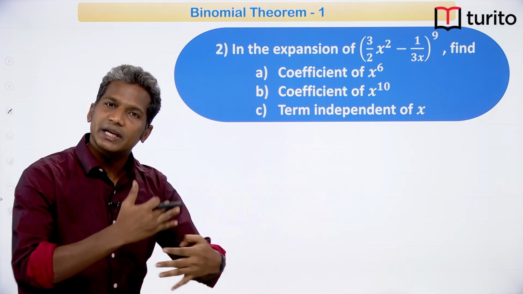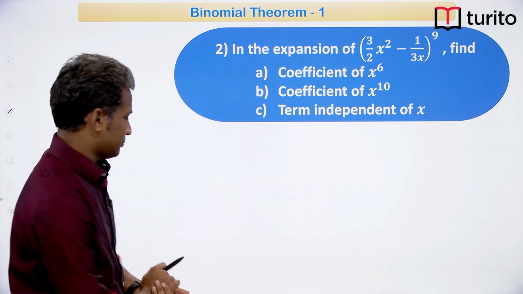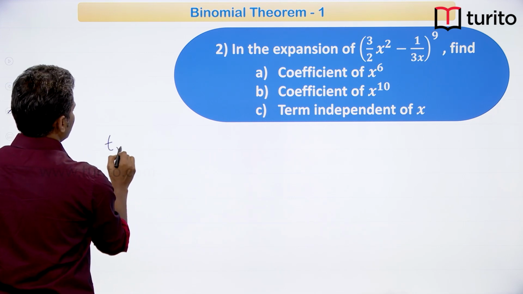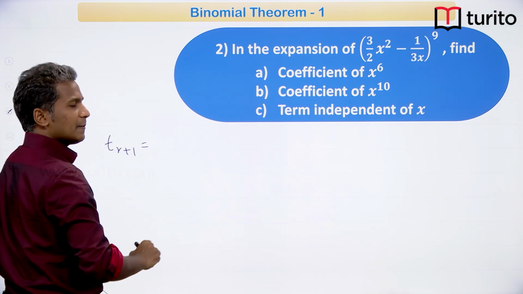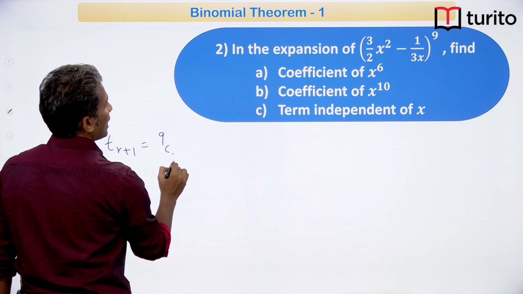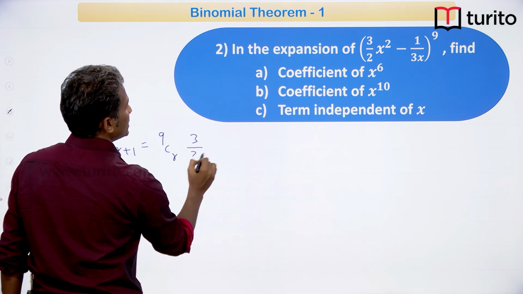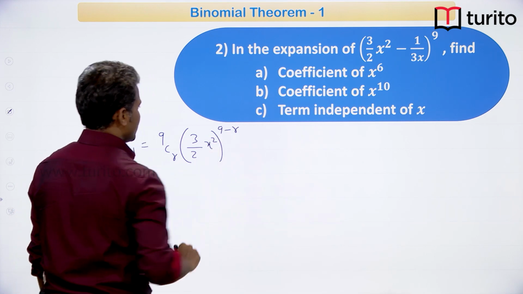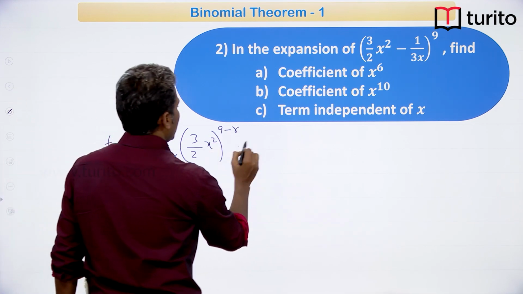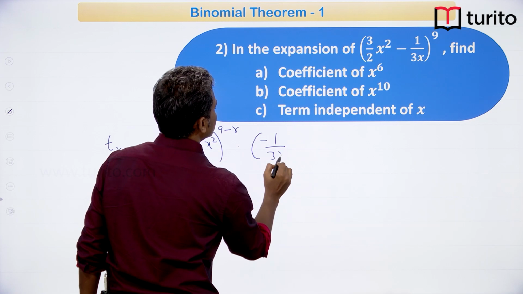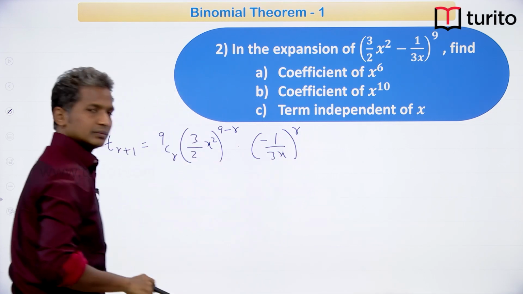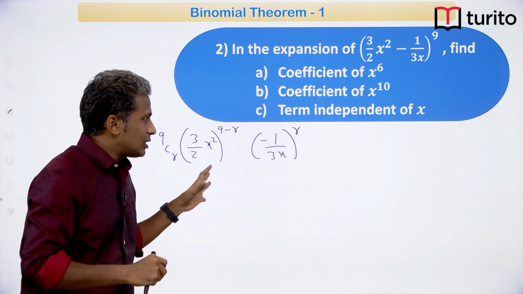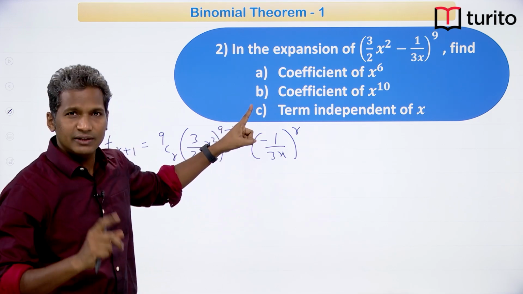We start with the same idea of general term. Okay. So, here if I write general term, T(r+1) will be 9Cr into (3/2 x²) raised to 9 minus r into (-1/(3x)) raised to r. Okay. Now, further we cannot leave it like this, because this question is different.